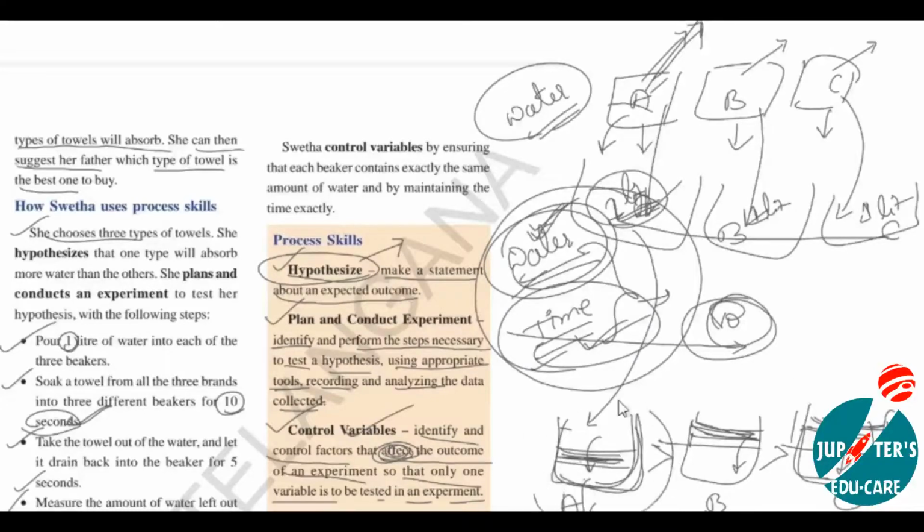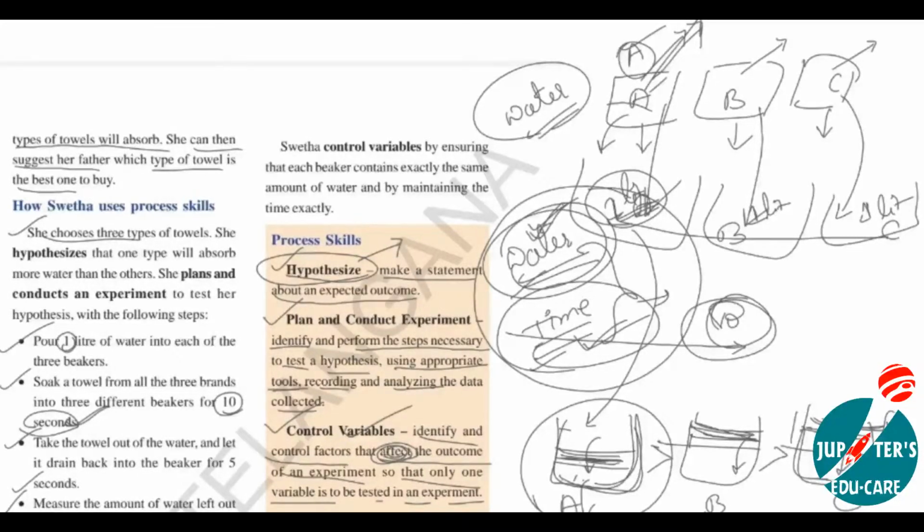Finally, in which beaker will there be the least water? In beaker A, the water quantity will be less. That means the brand A towel absorbed more water. By that she can conclude that the towel of brand A is a good quality towel because it absorbs more water.